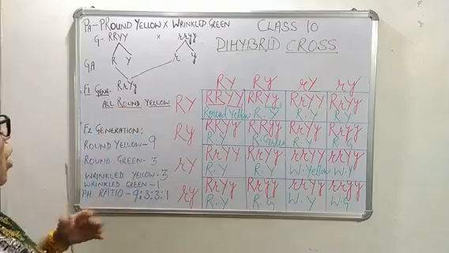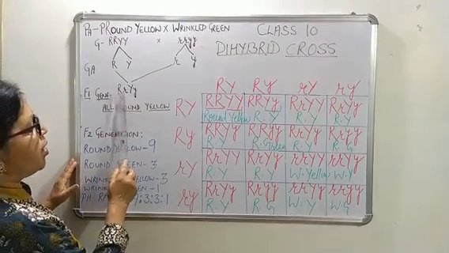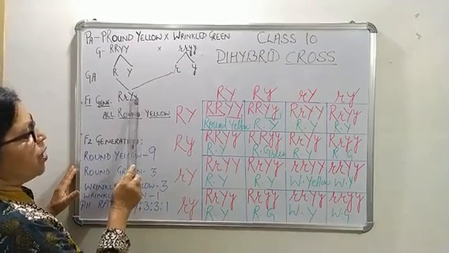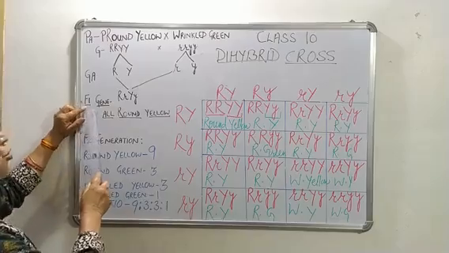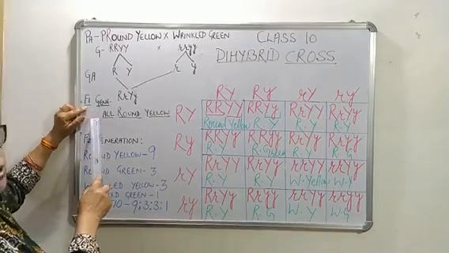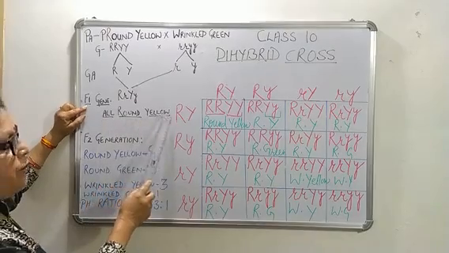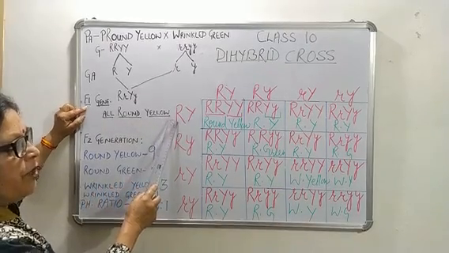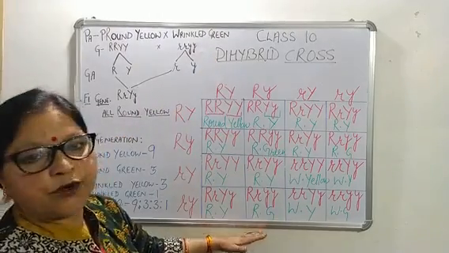Now this is how to read this. If you have to read, take two factors together. So capital R and small r will be round, and capital Y and small y will be yellow. So in the first generation, all the plants he found were round and with yellow seeds. Now what happened in the second generation? This is the result of the second generation.